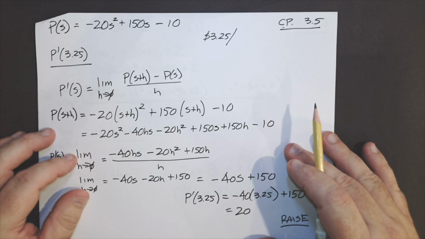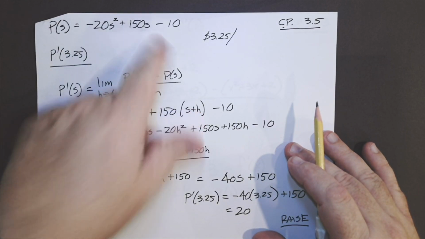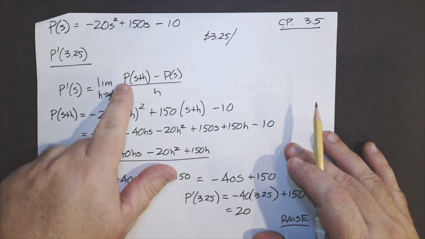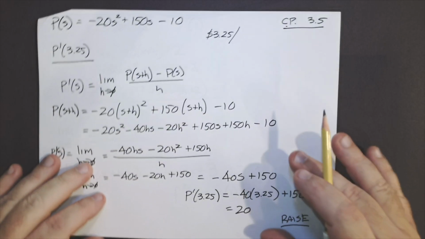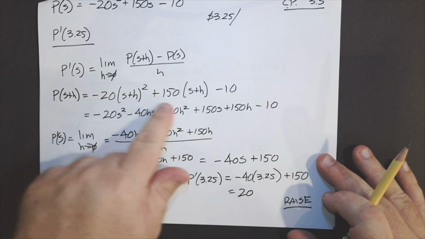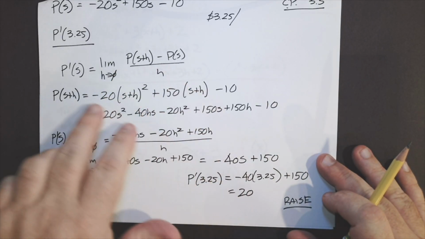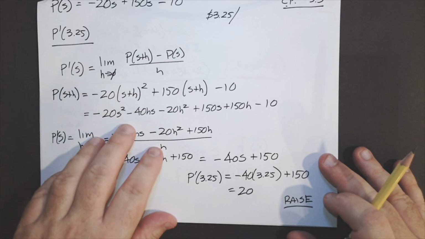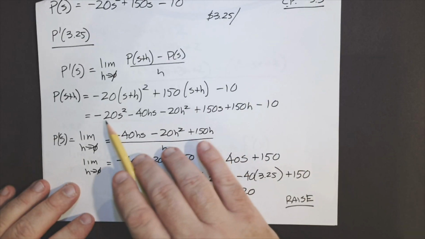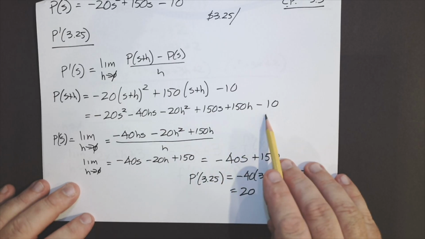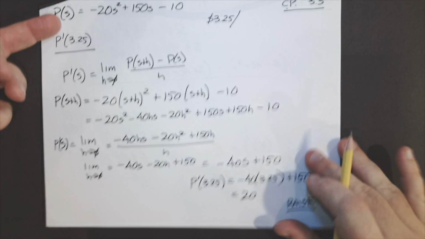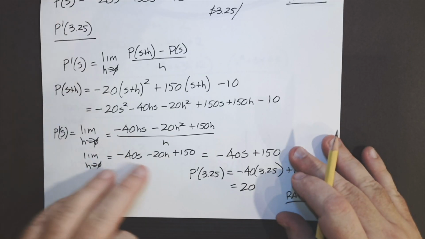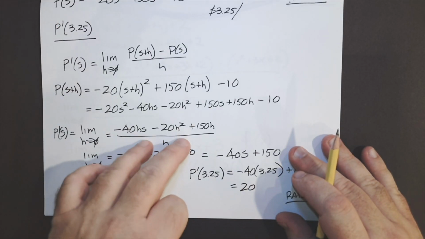So what we're going to do is take this function and do our definition of the derivative. So P of S plus H minus P of S all over H. And we do our same math. Just the letters have changed, that's all, because we're changing the context. And so here is my profit function with the S plus H. And then we're going to subtract out the profit function here. And I end up with this right here.